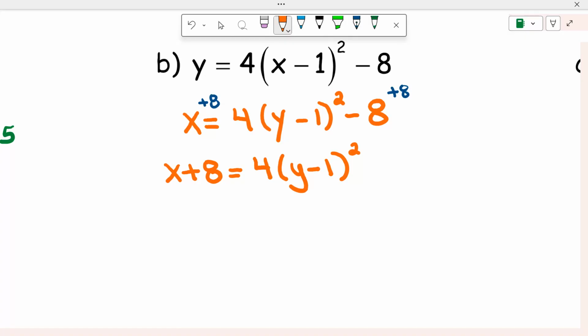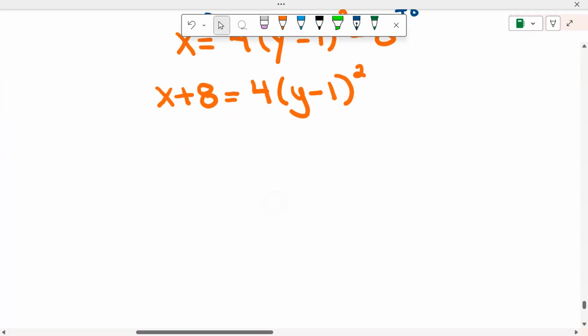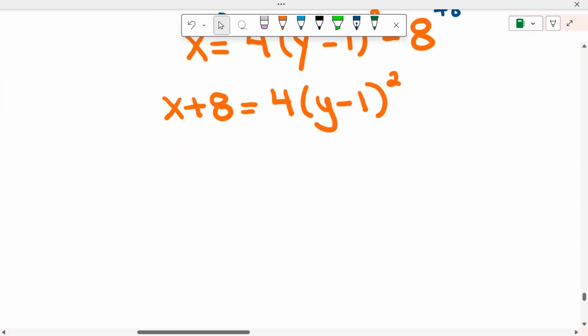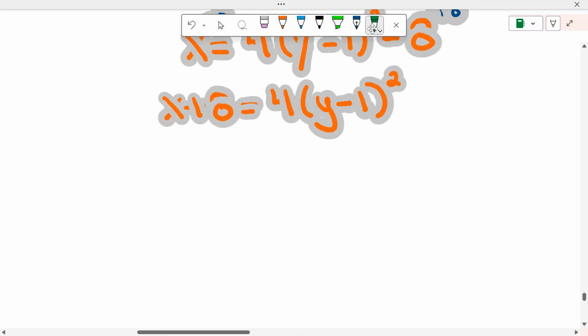Okay? Leaving it as the degree 2 on it, right? At one point in time, we're going to square root to get rid of it. That's what we need to do. But I want to isolate that binomial first. So the next thing I would do is get rid of that 4. So right now it's 4 times. So I have to divide both sides by 4.